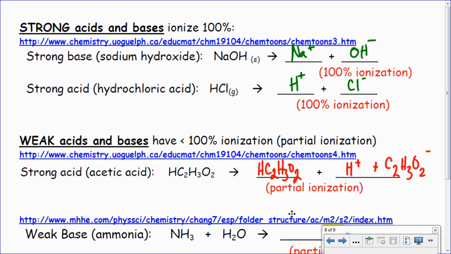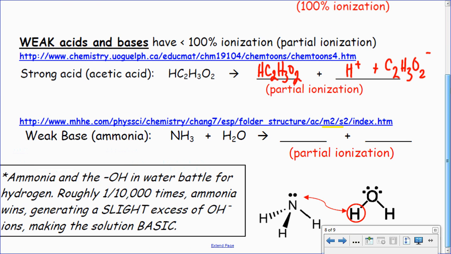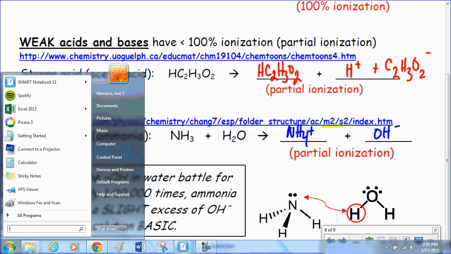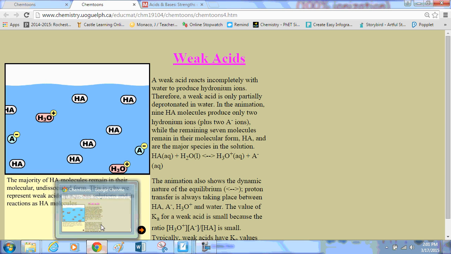So go back to the presentation here, and we got to go down and talk about ammonia. Ammonia is a special situation. Ammonia likes to hydrogen bond with water, and it's so powerful at it, it can steal a proton, let's say NH4 plus, NH4, and OH negative. So the deionization of ammonia, it can actually steal a proton away from the water.